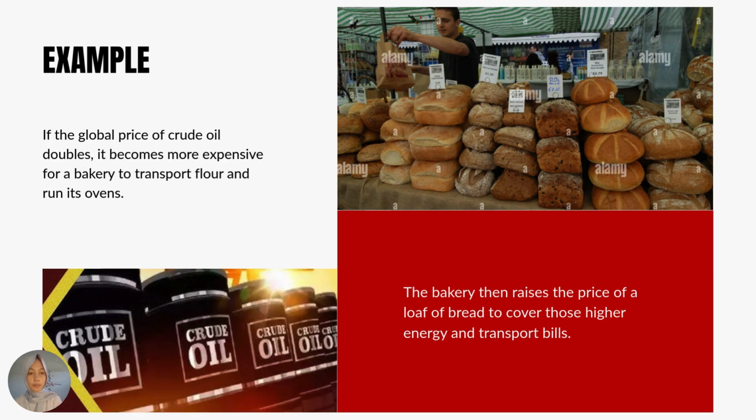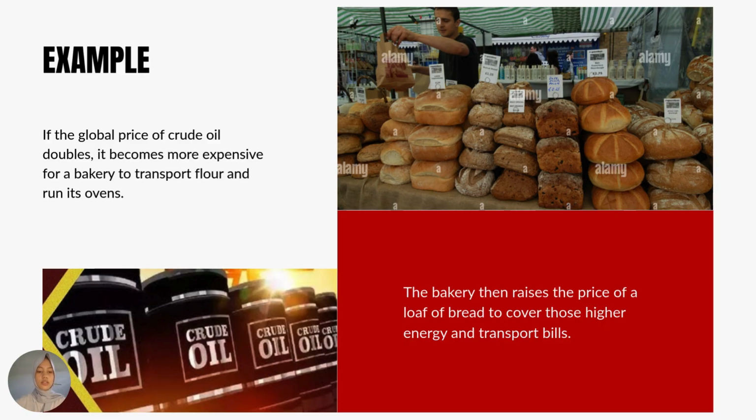Next is the example. If the global price of crude oil doubles, it becomes more expensive for a bakery to transport flour and run its ovens. And so the bakery then raises the price of a loaf of bread to cover those higher energy and transport bills.